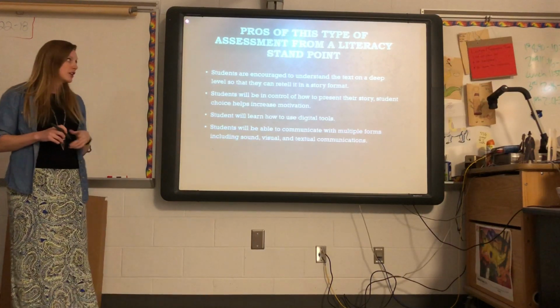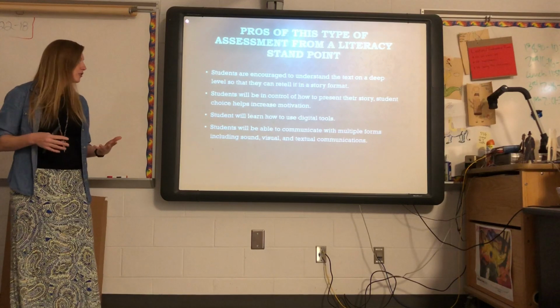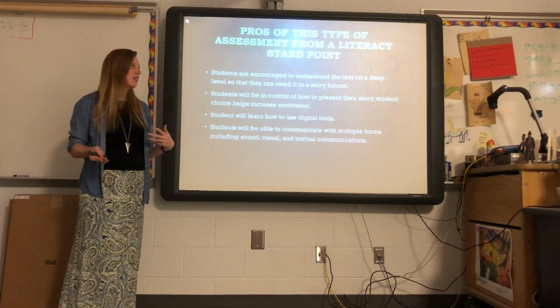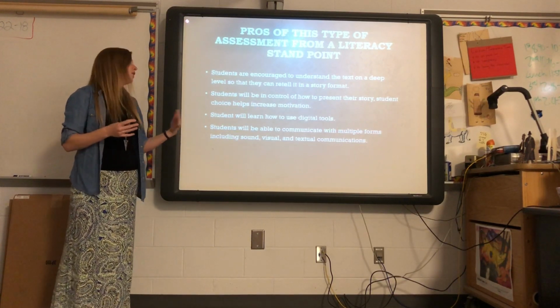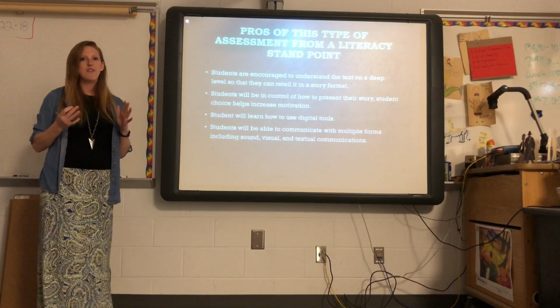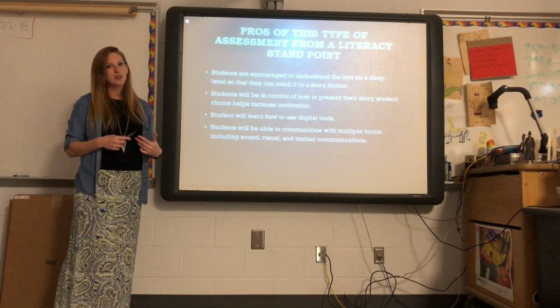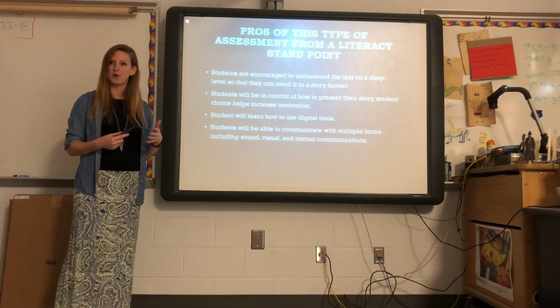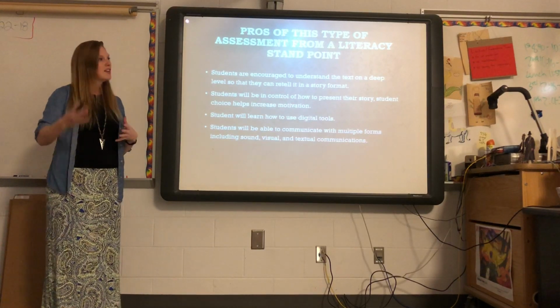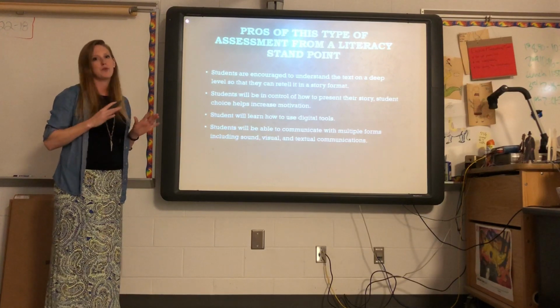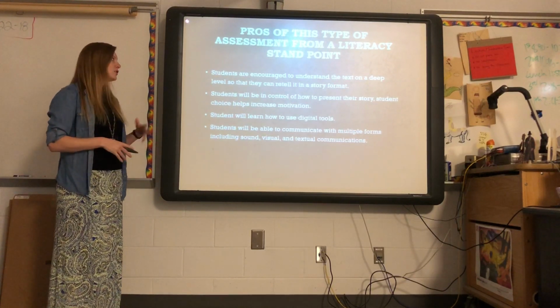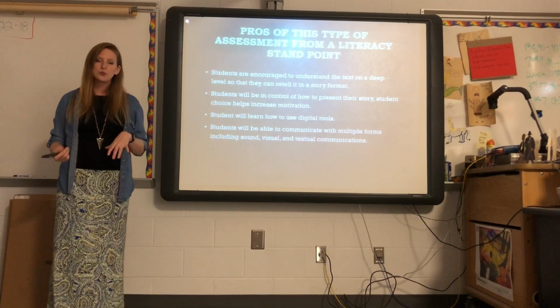Firstly, students are encouraged to understand the text on a deep level because they're going to be required to retell it in a story format. Also, students will be in control of how to present their project, and I think that student choice really helps students feel motivated because when they're in control, they feel like they are more responsible for the outcome of the project. Students will also learn how to use digital tools.